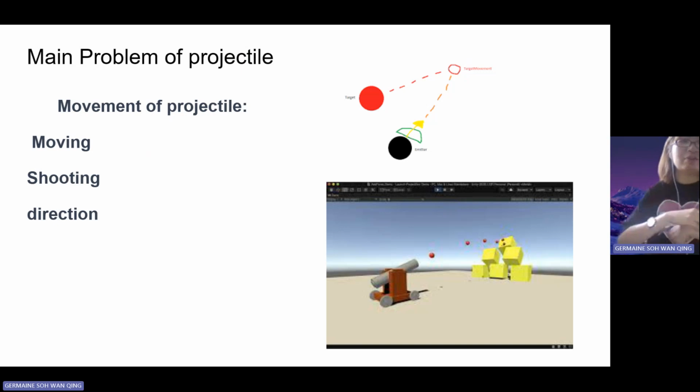Next is the main problem of projectile. There are 3 points of movement of projectile: the moving, the shooting, and the direction of the projectile. Moving is how we can move onwards or upwards. Shooting is how we can shoot towards it or shoot further, and how the direction moves when you start playing the game. These two are example images.